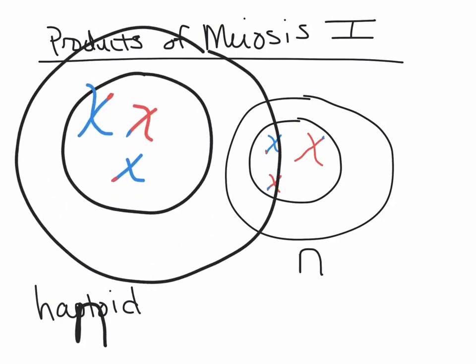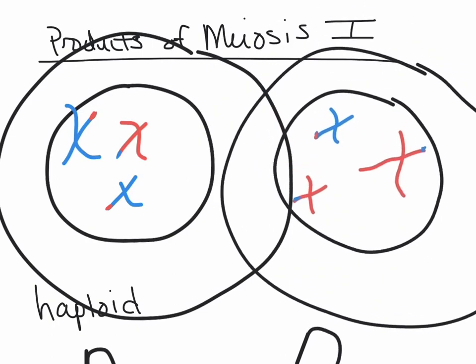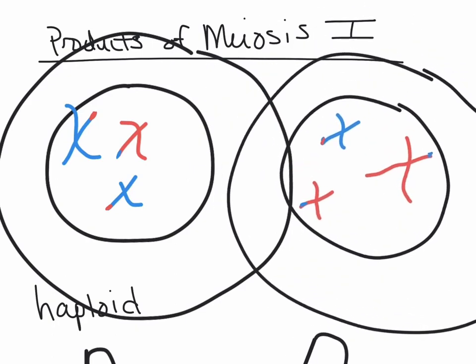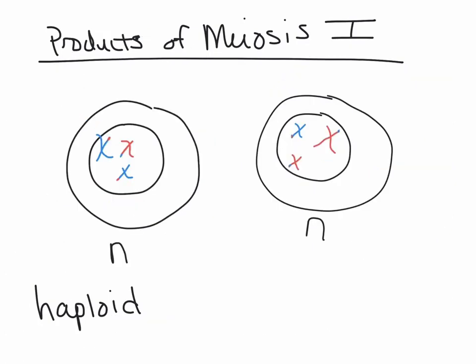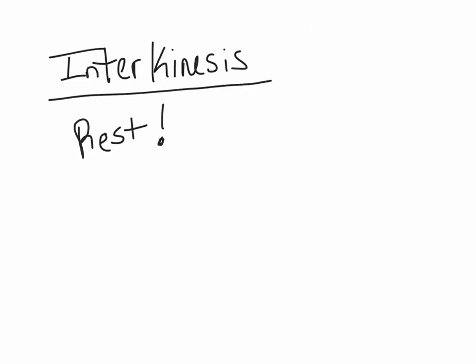If we zoom in on the nucleus of each, we will also see that there are unique sets of DNA on each side. This is because crossing over has occurred. In other words, we now have two unique cells. At the end of meiosis I, cells go through a brief period of rest called interkinesis.